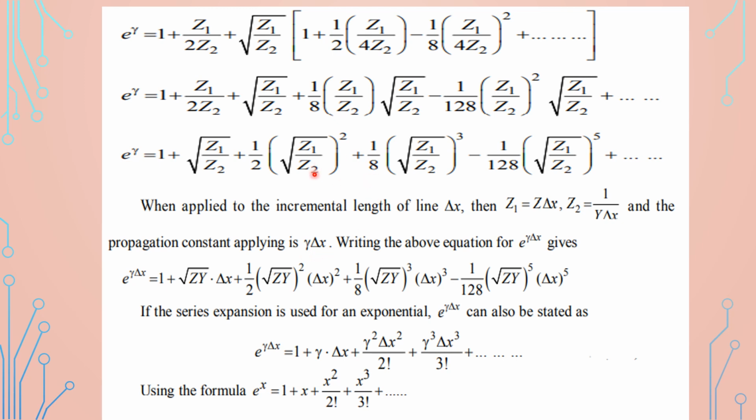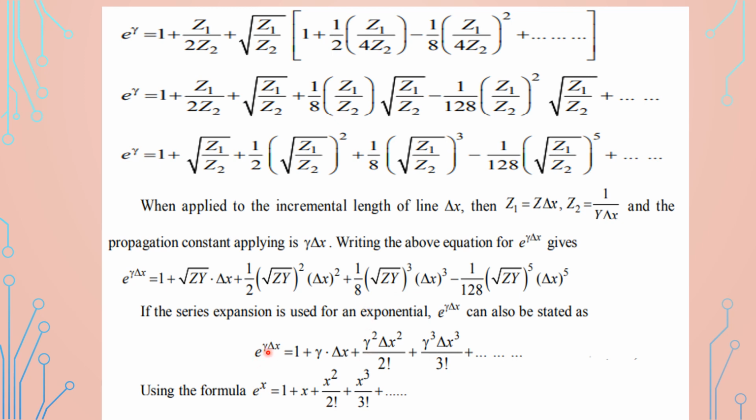Now in this equation, we are going to substitute e power gamma del x. Wherever there is gamma, we replace it with gamma del x, wherever there is Z1, we replace it with Z into del x, and wherever there is the term Z2, we replace it with 1 by Y del x. Substituting all these three values in this equation, we get this equation. Now we can equate it with the binomial series.